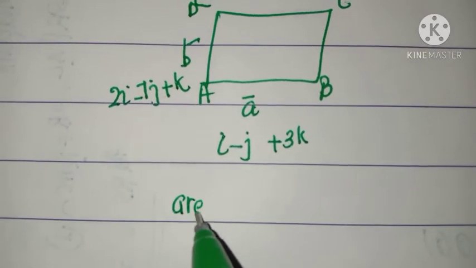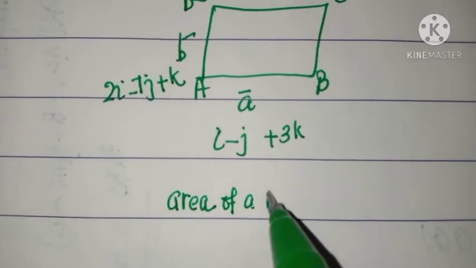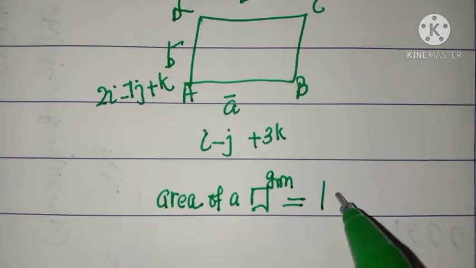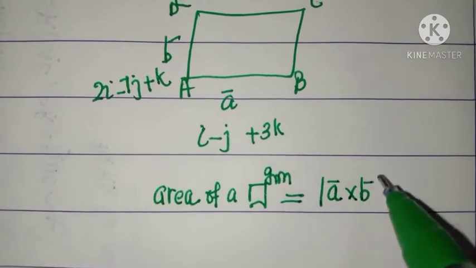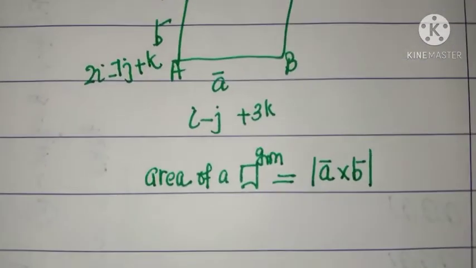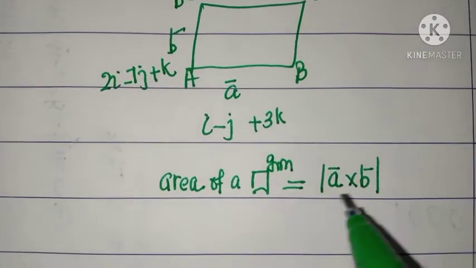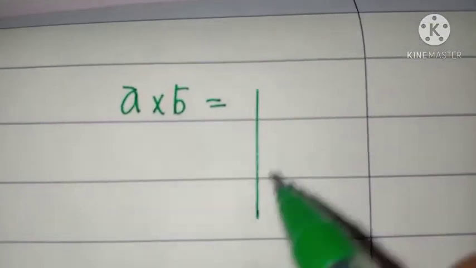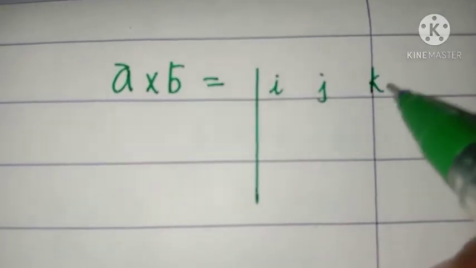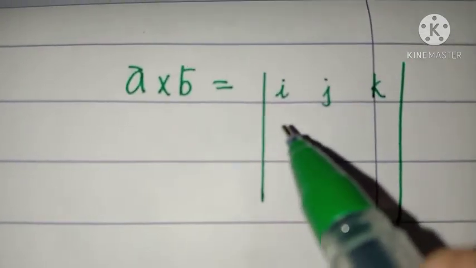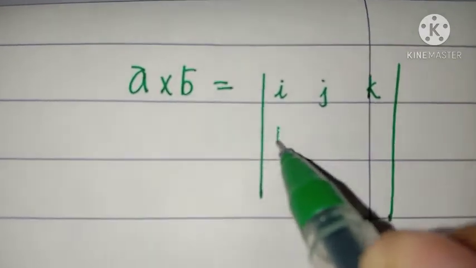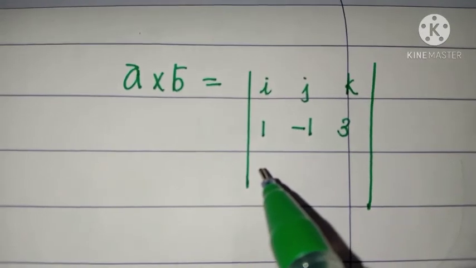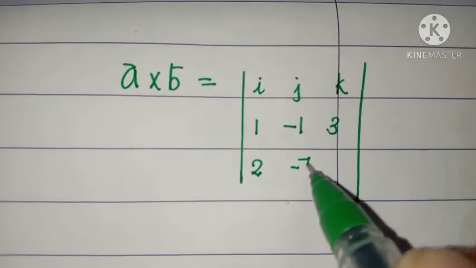So this is a formula, learn it by heart. The area of a parallelogram when its sides are in vector form is the magnitude of A cross B. So first we need to find A cross B. So, the determinant: i, j, k. Next row, the coefficients of vector A, that is 1, minus 1, 3. Third row, the coefficients of vector B: 2, minus 7, 1.